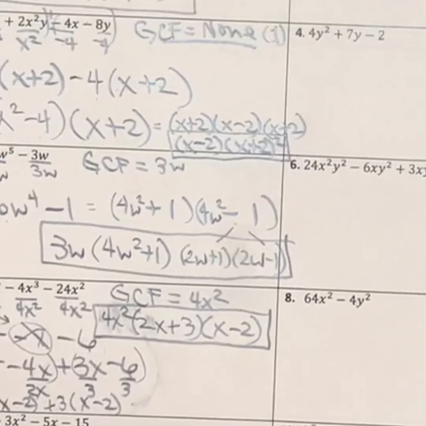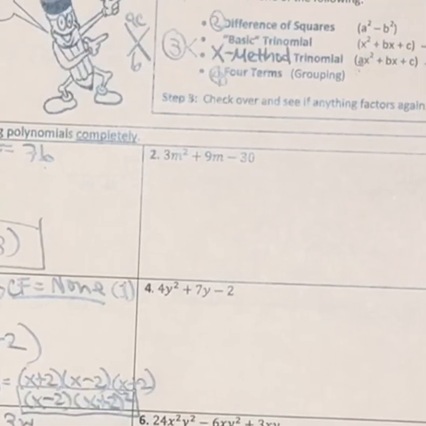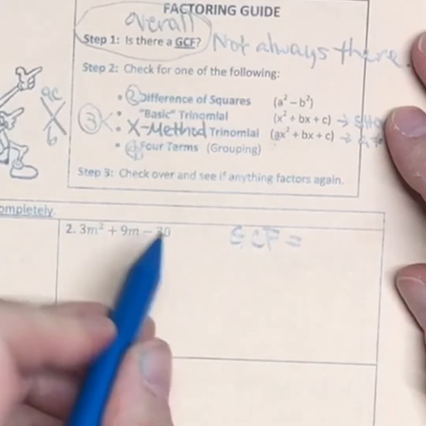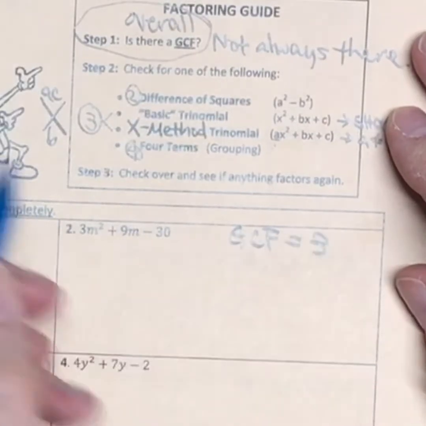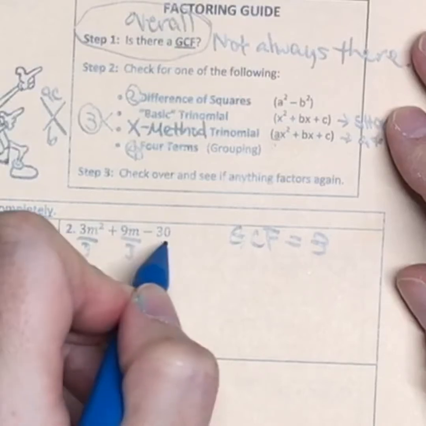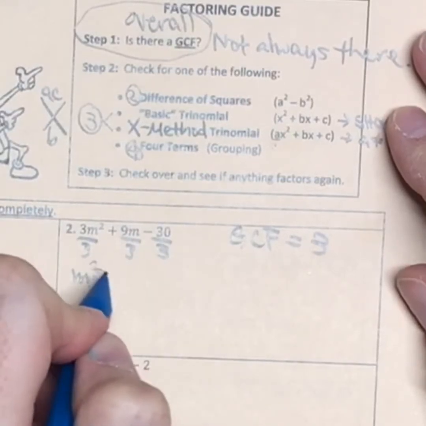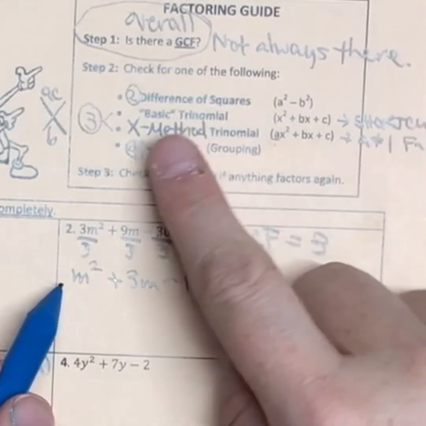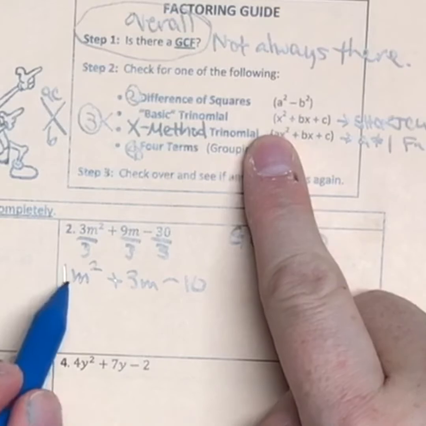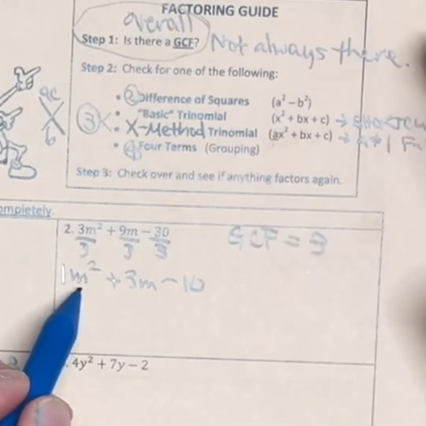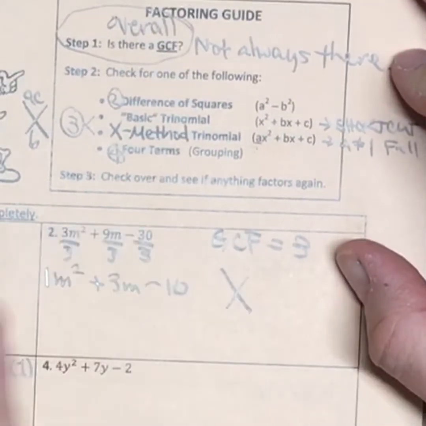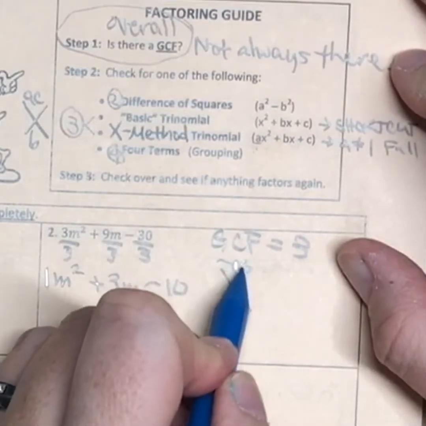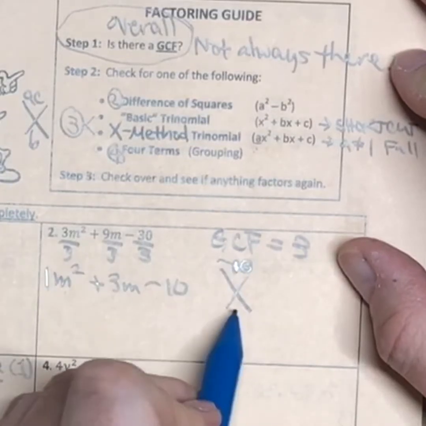factor by grouping. I'm just going to let you guys do that like number 3. But look at number 2. We have the overall GCF. I can already tell between 3, 9, and negative 30 it is 3. So we divide by 3, and we get m squared plus 3m minus 10. Now I automatically know I can do the shortcut because there's a 1 in front of the squared variable. When I set up my X, the a times c, or 1 times negative 10, is negative 10, and then our b is 3.